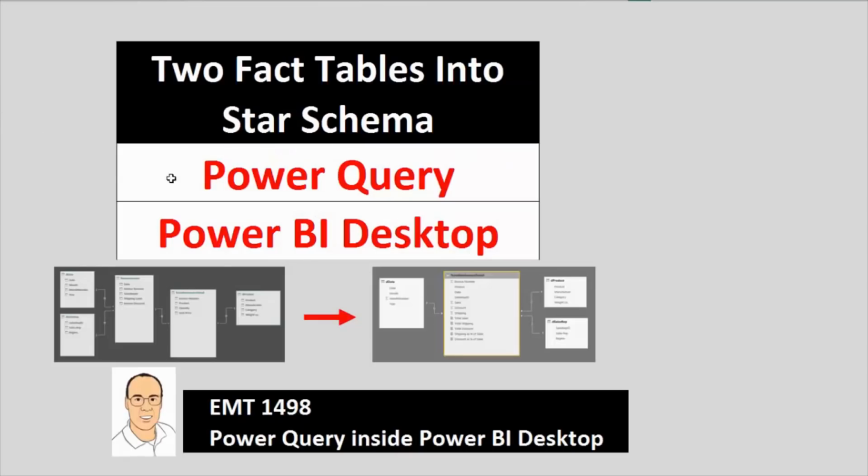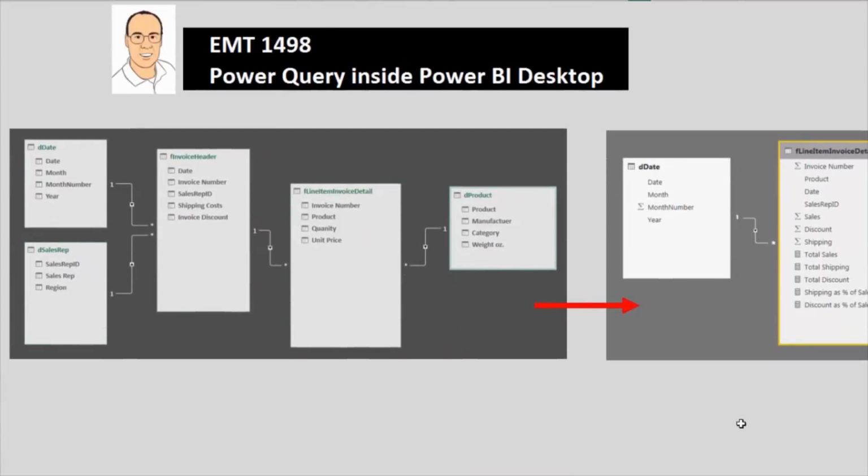Welcome to a video where we'll see how to use Power Query inside Power BI Desktop to go from 2 fact tables into a proper star schema. Now, this is actually Excel Magic Trick 1498, but we're really not going to be using Excel proper, even though the data model is going to start in Excel. We're going to be using Power Query inside Power BI Desktop.